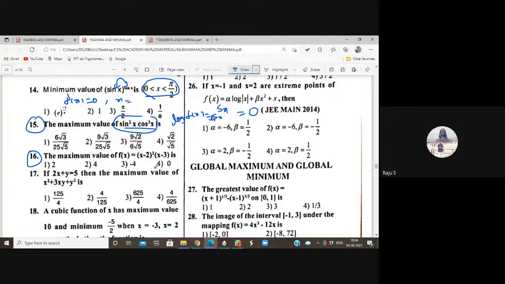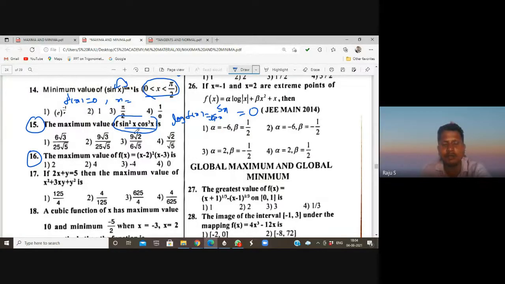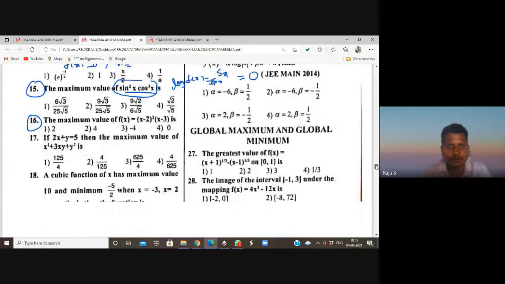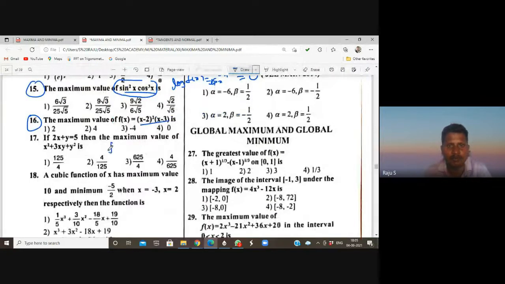So what about the minimum value? This is a maximum value. Then what about the minimum value? For the maximum value we have a formula, and we applied it here. For the minimum, the method is the same: find f dash of x and equate to 0, and you are going to get the critical points. At the critical points you have to substitute and verify.